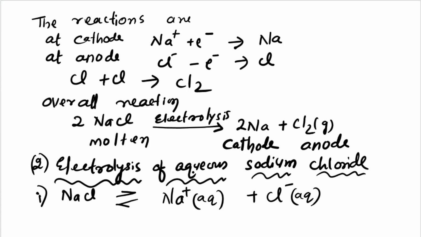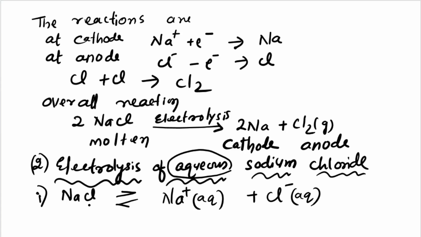Similarly, let's see the aqueous solution. Before that was molten NaCl, and now it is aqueous sodium chloride. What is the meaning of aqueous sodium chloride? Aqueous sodium chloride means water is added. Water means aqueous solution. Sodium chloride when added to water gives an aqueous solution of sodium chloride.